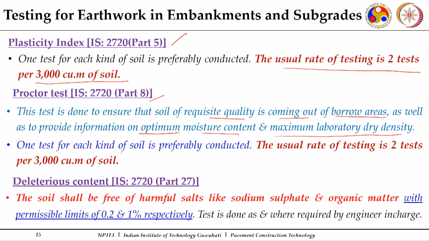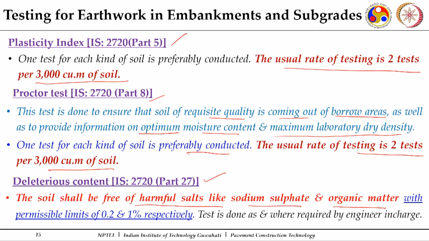So, the Proctor test is specifically for density and moisture content determination. Again, it says 2 tests per 3000 cubic meter of soil. Then deleterious substances: we prefer that the soil should be free from salts like sodium sulfate and organic matter. Limits have been given. This test is to be done, and as more organic matter may be there in certain locations, more frequency may be suggested by the engineer in charge for the measurement of deleterious content.